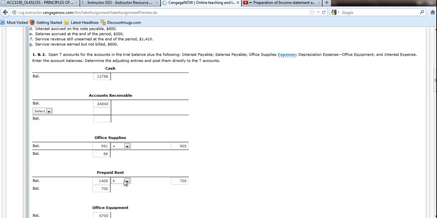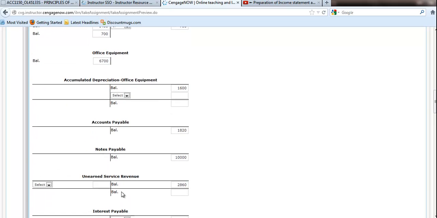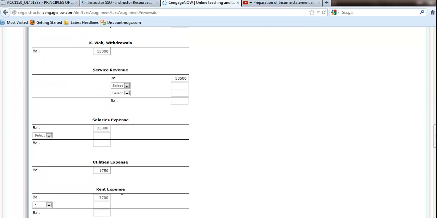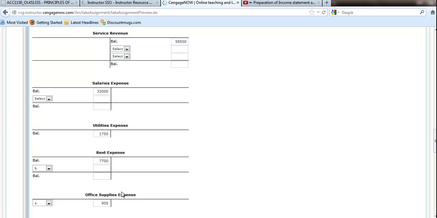So the adjusting entry is my credit. I'm decreasing my prepaid rent. Then I'm going to find my rent expense and debit rent expense for $700. I had a beginning balance of $7,700. I'm going to debit it for $700, and since those are on the same side, we add them together. So now my rent expense has a balance of $8,400. That's how much I've expensed in rent for the year.